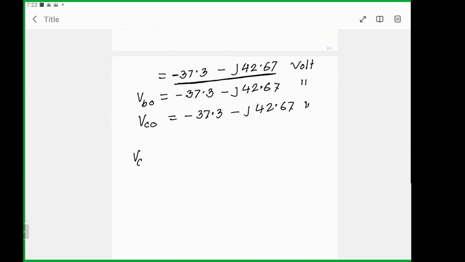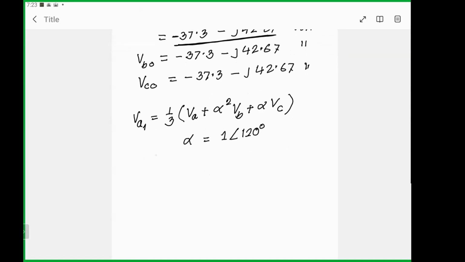Now VA1, if we take a look at the formula, you will find this formula tells us it is 1/3, then VA plus alpha squared VB plus alpha VC. Here we have to remember that alpha is 1 at an angle of 120 degrees. So this is actually giving a phase shift of 120 degrees. Now we need to do this multiplication.